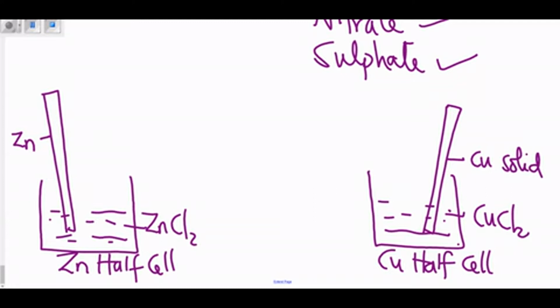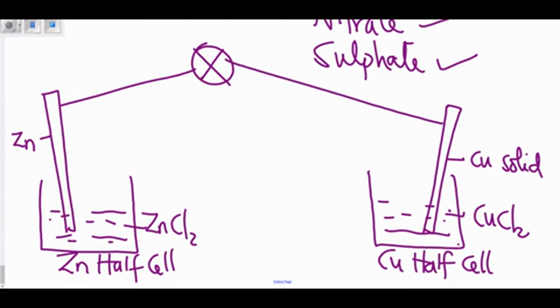But if you look at these two, they are not connected in any way, and we're trying to produce electricity. So let's have a wire here, and let's have a light bulb here. A very small resistance light bulb. But this cell is still incomplete.